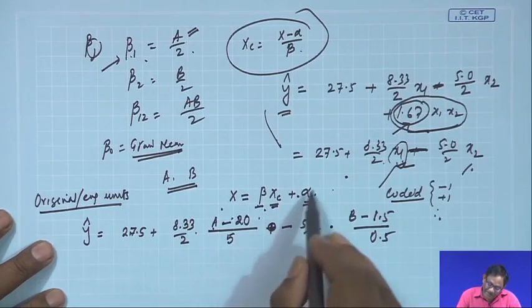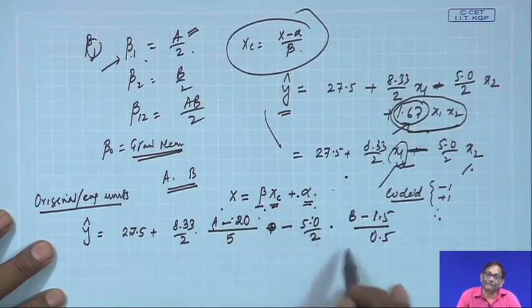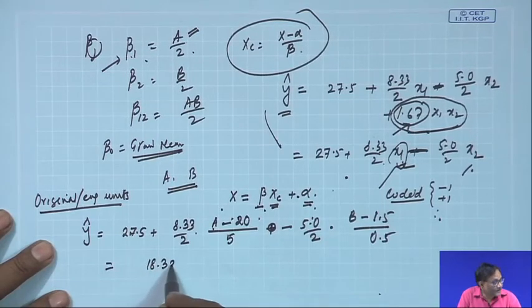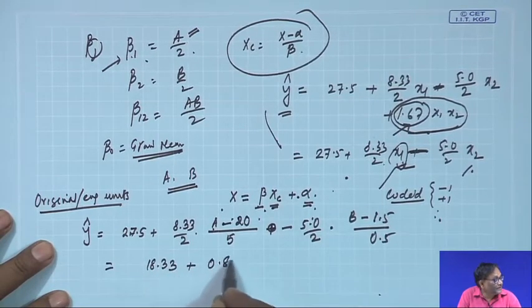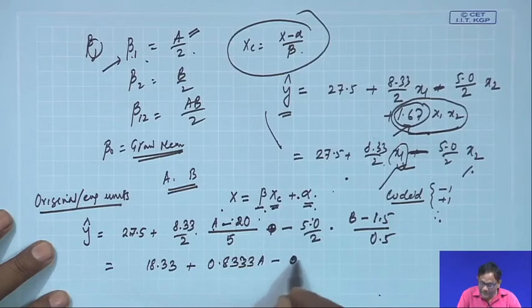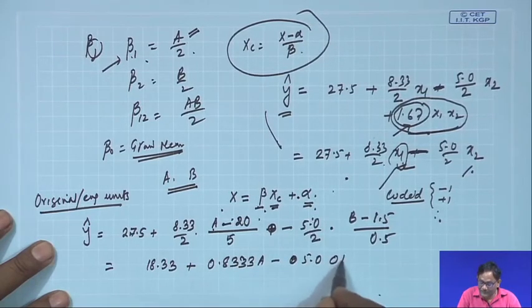So, what is happening here, from coded values to original values you are getting, and if you simplify this you will get 18.33 plus 0.8333 A minus 5.00 B.